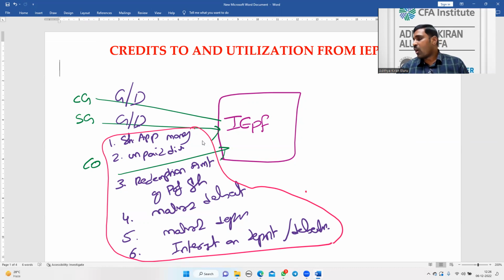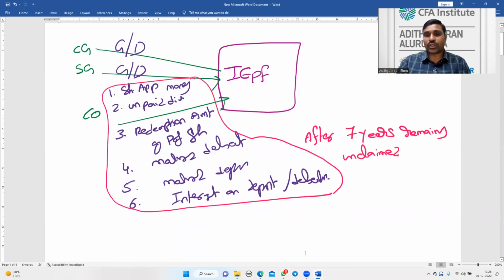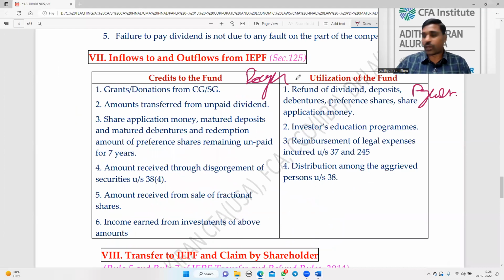When will this be transferred? After 7 years from the due date, remaining unclaimed. If the shareholders or debenture holders or depositors do not come forward to claim these amounts for 7 years, the company will wait for 7 years. Thereafter, the company will transfer the amounts to the IEPF. That is what these points, unpaid dividend and application amount, mean.